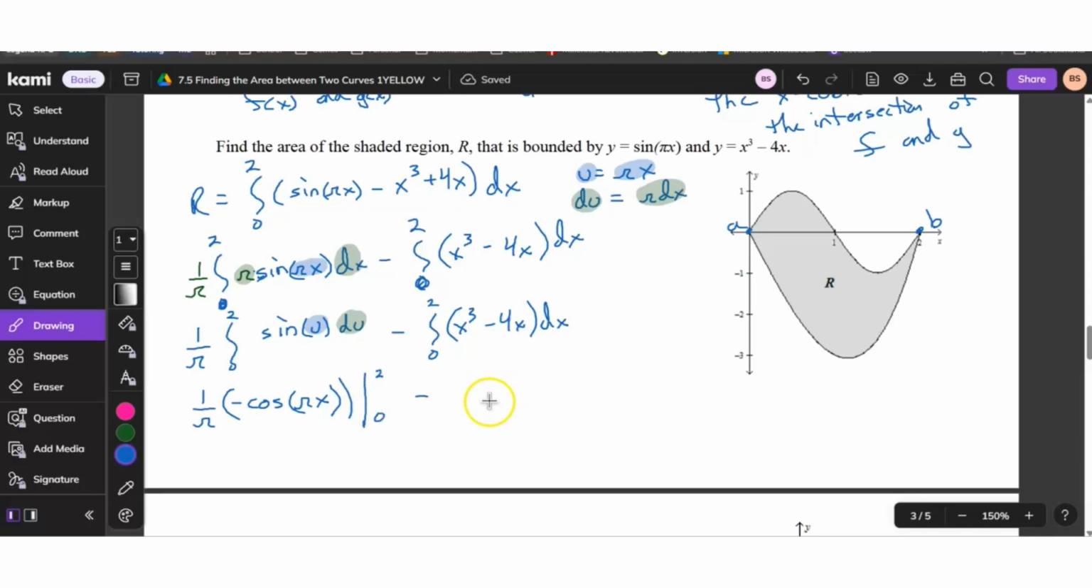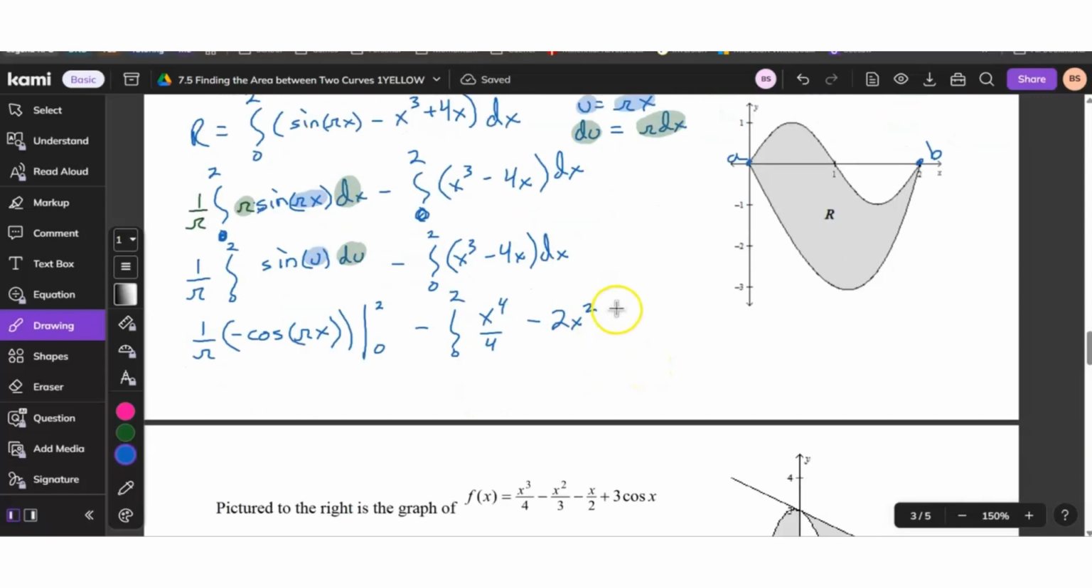You don't integrate that inside. You don't have to multiply. That's why I've got this 1 over pi out here, right? I had to create the license to integrate for the u sub. Continue. Integral from 0 to 2 of x to the 4th over 4 minus 2x squared, because it would be 4x squared over 2. 4x squared over 2 just becomes 2x squared. And that's also evaluated from 2 to 0.